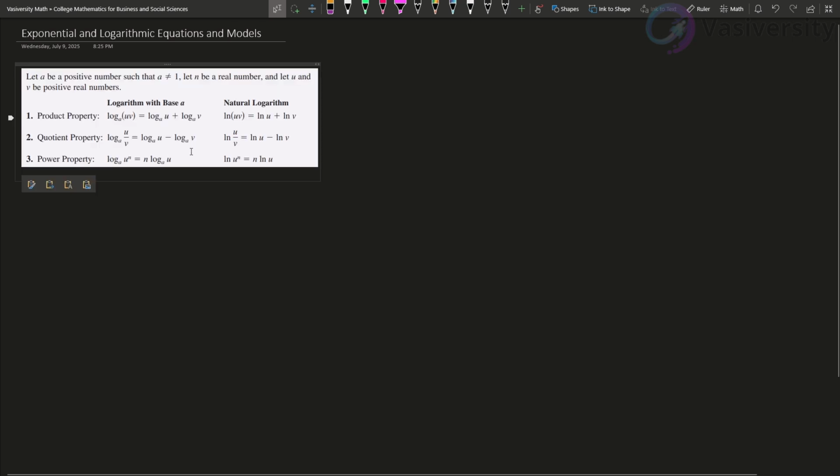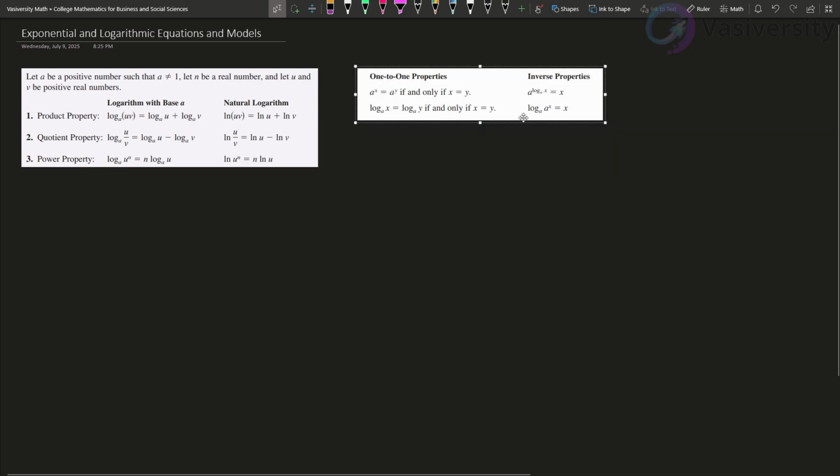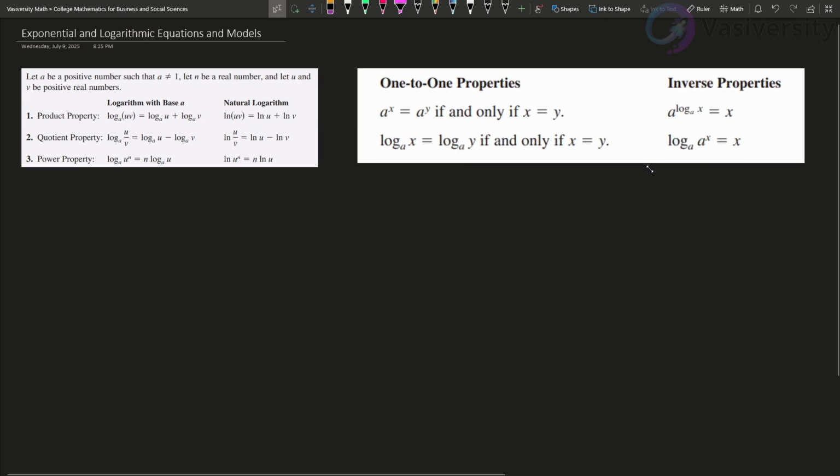In the previous lesson, we talked about some of the properties of logarithms, and we also learned one important property, the one-to-one property, and the inverse property of logarithms and exponential functions. Today, for example purposes, we will be using the one-to-one properties and inverse properties to solve problems. So let's go ahead and get started.